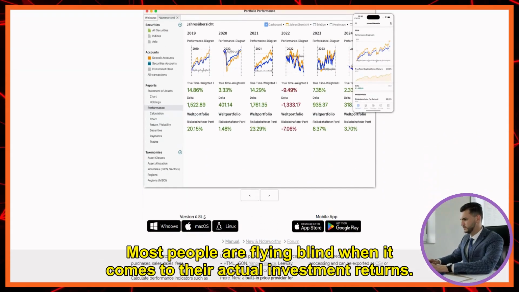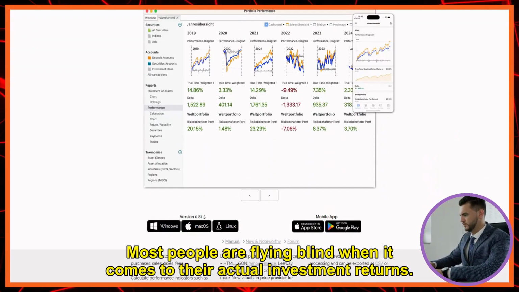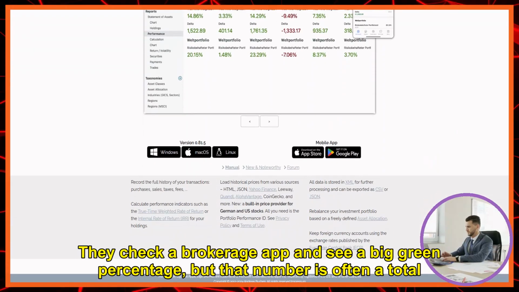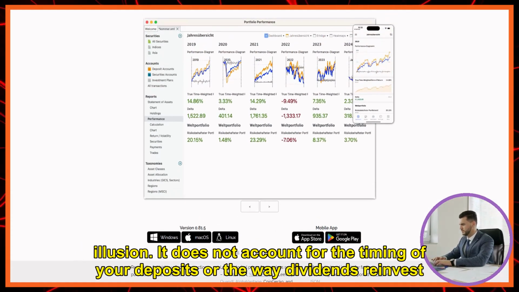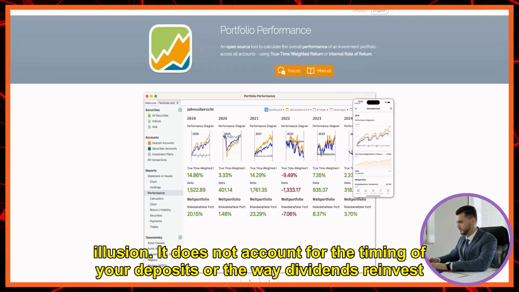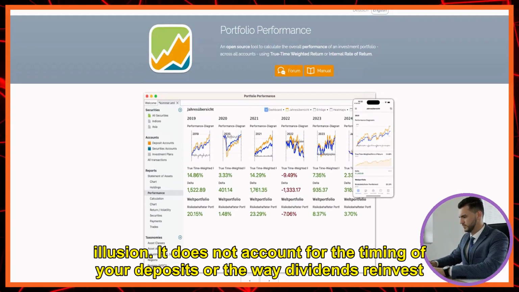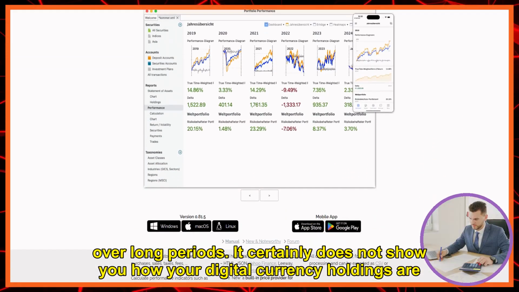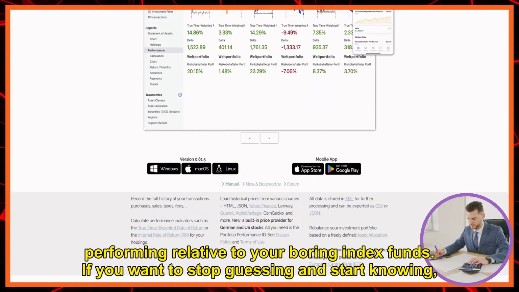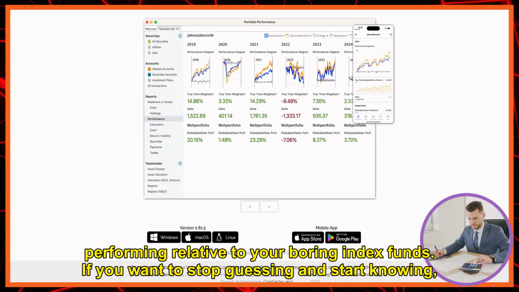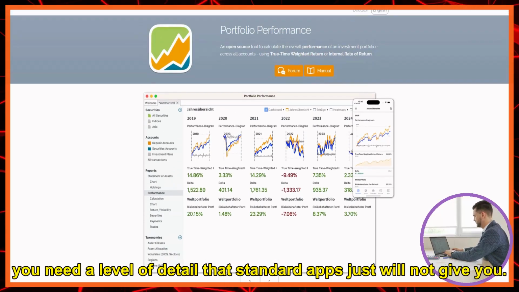Most people are flying blind when it comes to their actual investment returns. They check a brokerage app and see a big green percentage, but that number is often a total illusion. It does not account for the timing of your deposits or the way dividends reinvest over long periods. It certainly does not show you how your digital currency holdings are performing relative to your boring index funds.